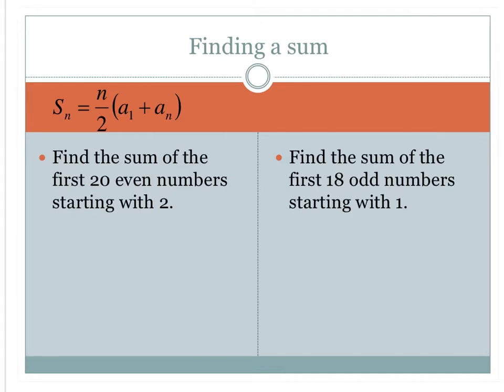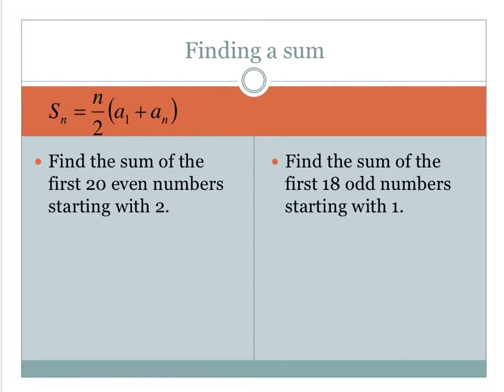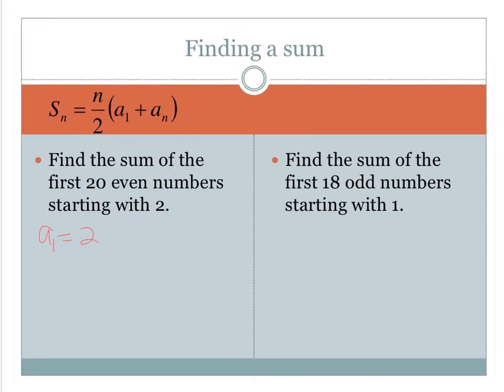To find the sum of the first 20 even numbers. The first 20 even numbers. 2 to 40, right? So our A1 is 2, because it says starting with 2. Our AN, or A20, our 20th term, the 20th even number is 40. And how many terms are we adding up? 20. So take a second, plug it into the formula, and get that sum.